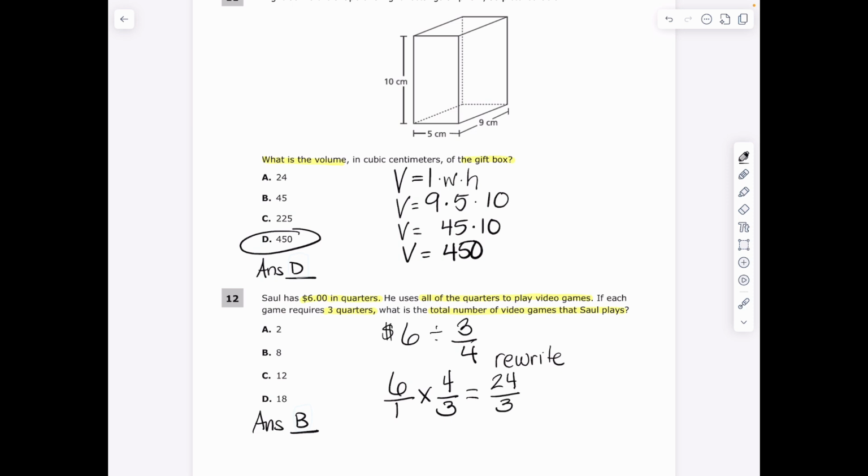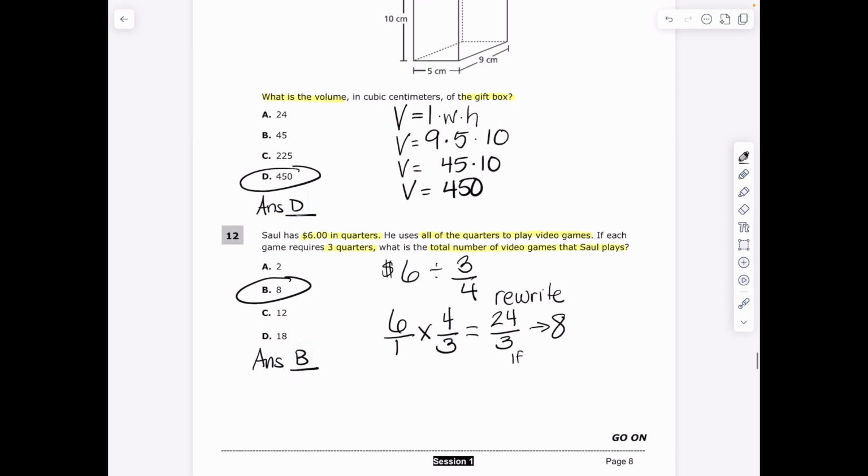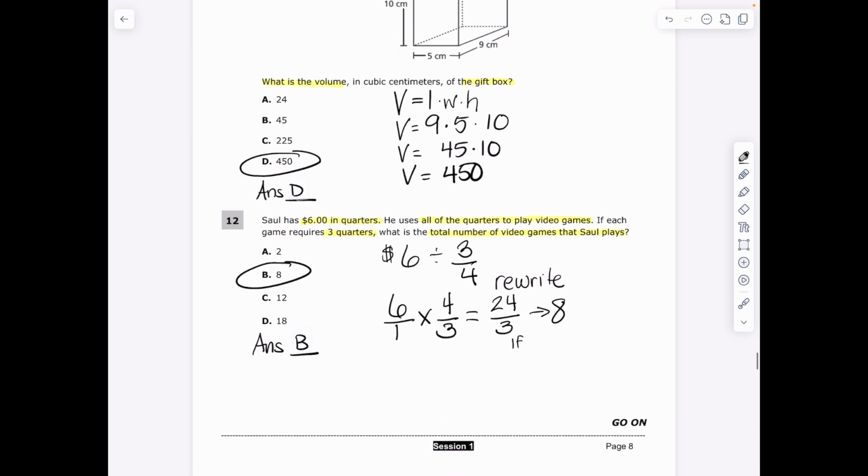And now I get 24 out of 3. And that's an improper fraction. I'm going to change this to a mixed number. So how many 3's go into 24? Well, 8. So you can play 8 games. If you're like, wait a minute, hold up. How does this make sense? Can I prove it? Again, here's the 6.